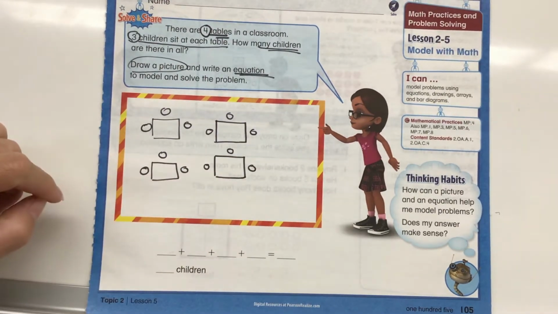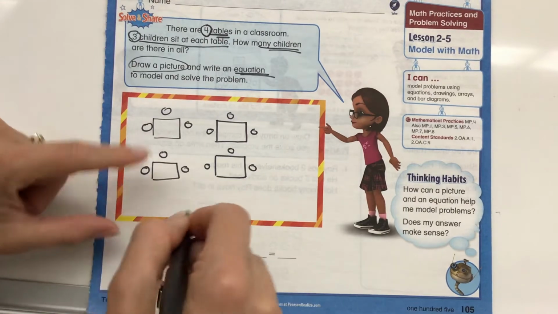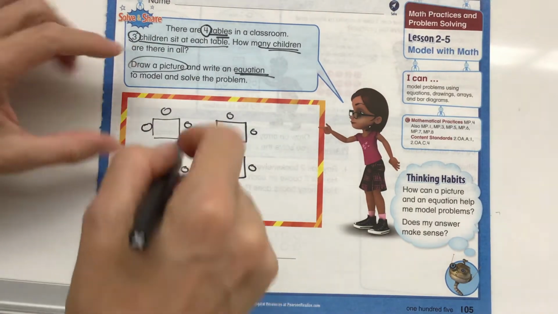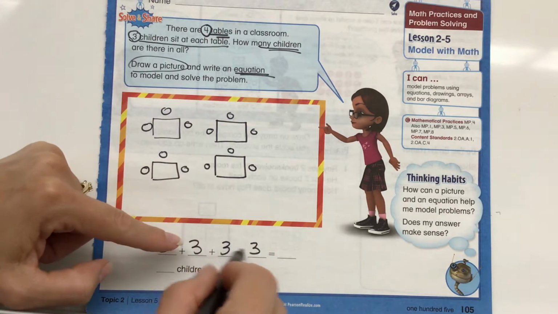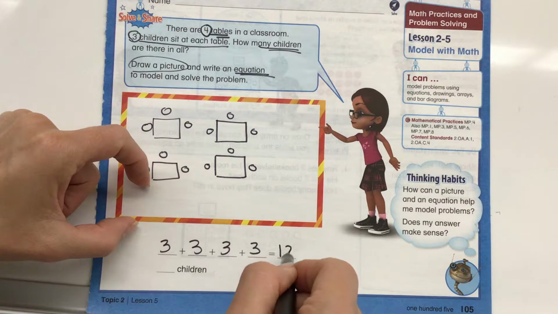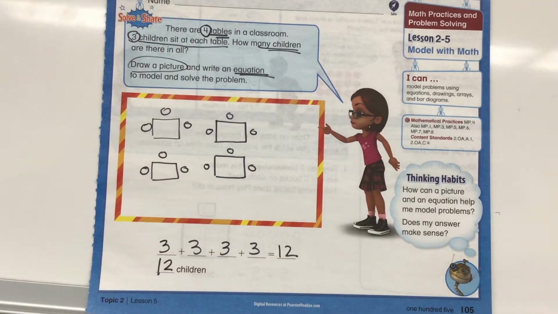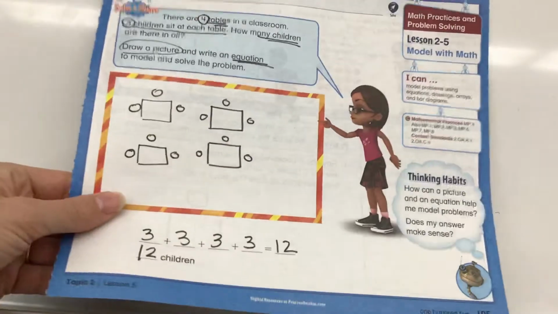Now, we need to see how many children we have. We have 3 plus 3 plus 3 plus 3. I know that 3 plus 3 is 6. 6 plus 6 will get us to 12. So we have a total of 12 children in the classroom.